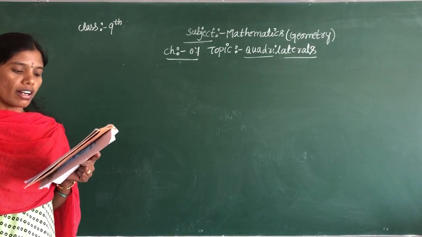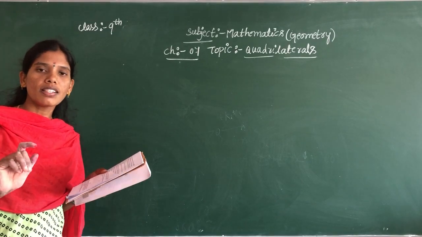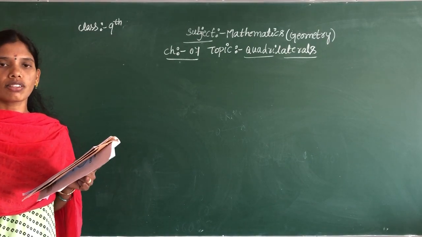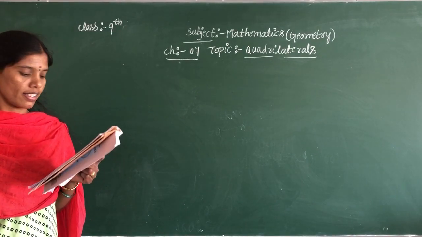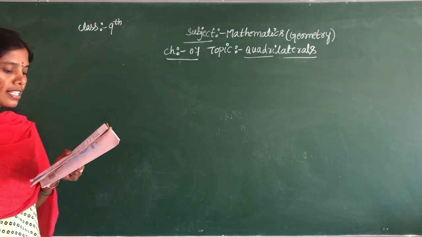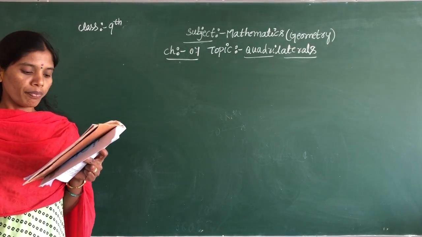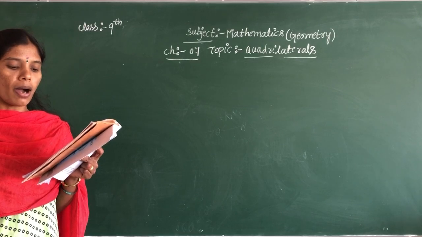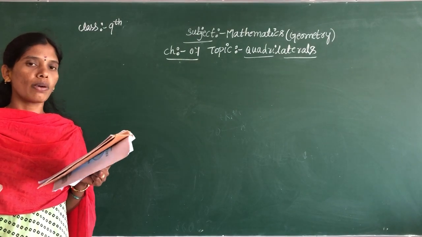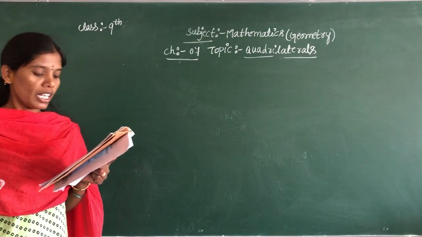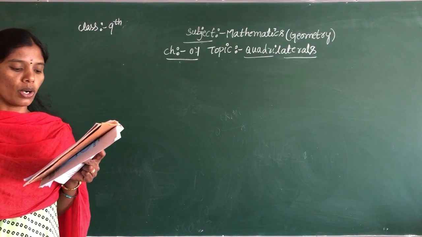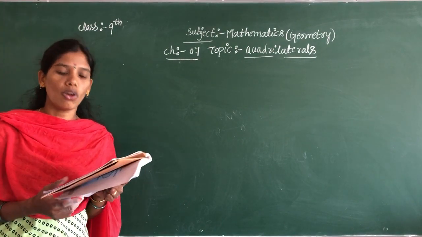A kite is not a parallelogram. Why? Because the distinct two consecutive pairs are there. Next, a trapezium is not a parallelogram, as only one pair of opposite sides is parallel. So why? Because this is a trapezium, and we require both pairs to be parallel in a parallelogram.